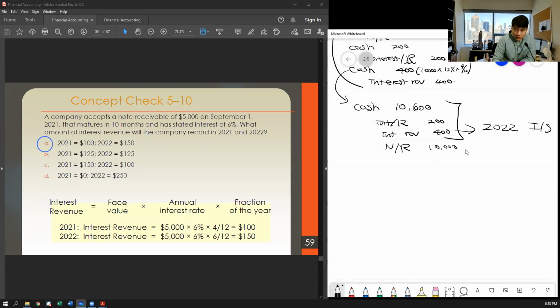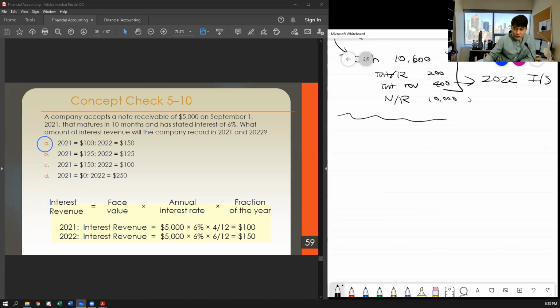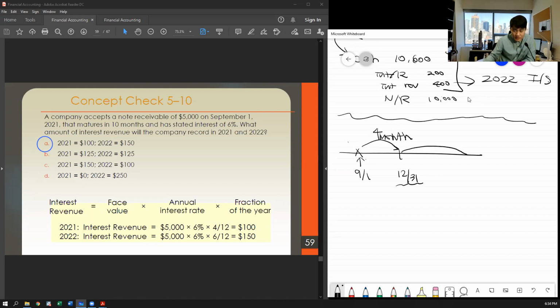I'm not going to go through these journal entries, but basically the transaction date was on September 1st, and there will be an adjusting entry on December 31st. That's 4 months of interest accrued. And since the original note matures in 10 months, there will be the other 6 months of interest accrual, ending around June 30th or July 1st, depending on how you put it.